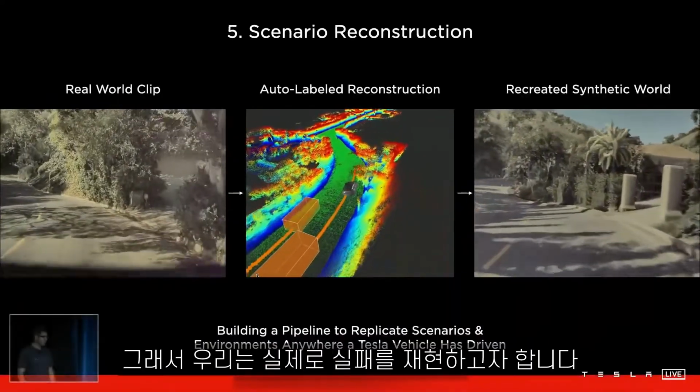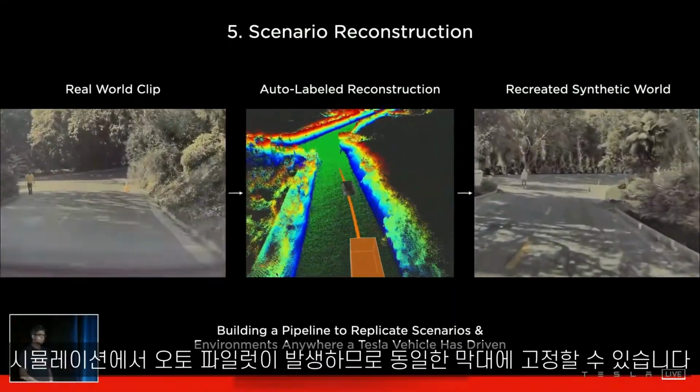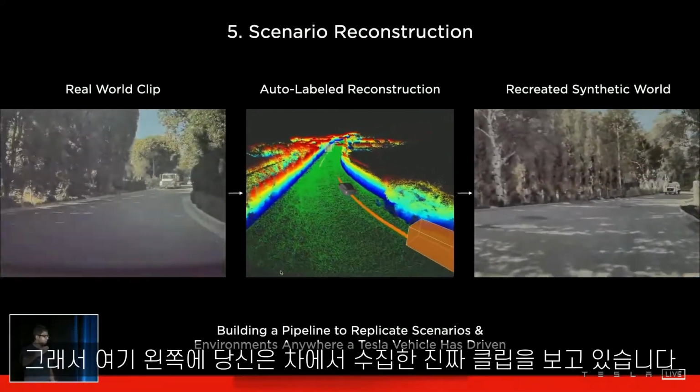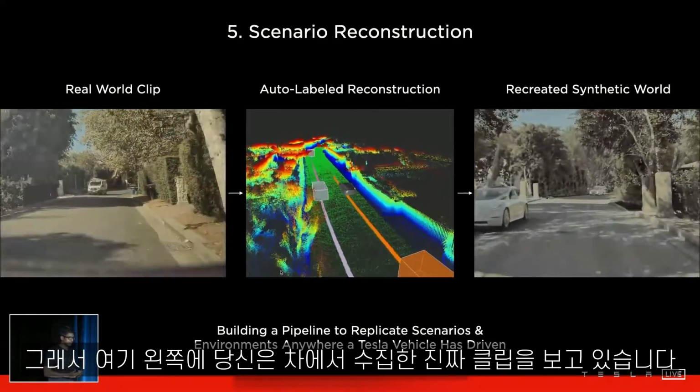We don't want to stop there. So actually we want to recreate any failures that happen to the autopilot in simulation so that we can hold autopilot to the same bar from then on. So here on the left side, you're seeing a real clip that was collected from a car.